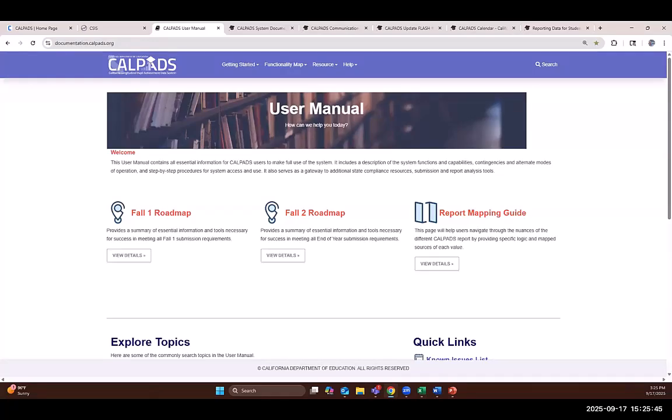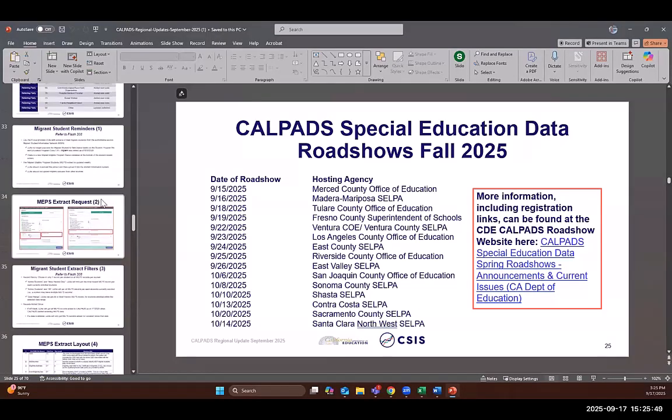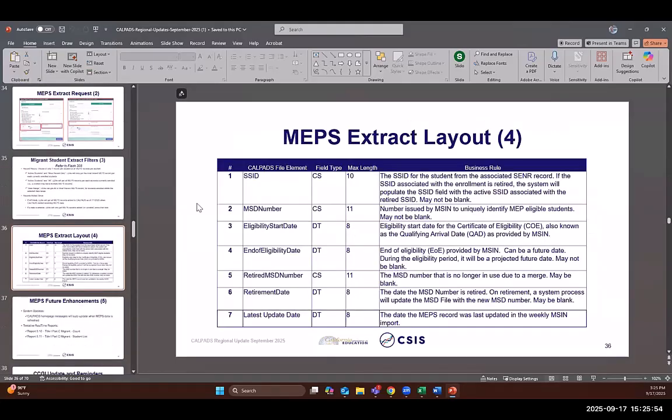Q2 from Monica. Do all student information systems have a way to import the new MEPS file? Infinite Campus does not yet. So I guess this is a question for you guys, because I don't know that much about the student information systems. So apparently Infinite Campus doesn't yet. I don't know about the other ones, but I know if they don't have it, they should be getting it.